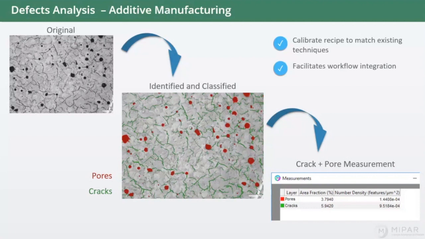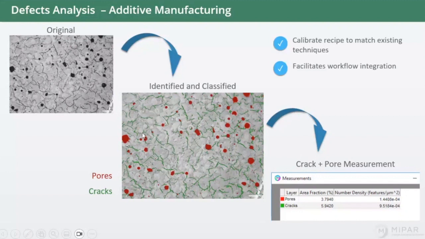Another very common application in metals is defects analysis. So picking up different pores, picking up different maybe fusion defects, cracks, or even scratches. Here we started with a microstructure that looked like this, and we successfully identified the pores in red and the cracks in green.